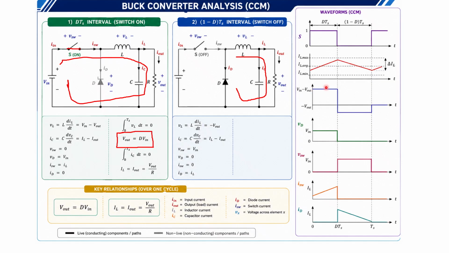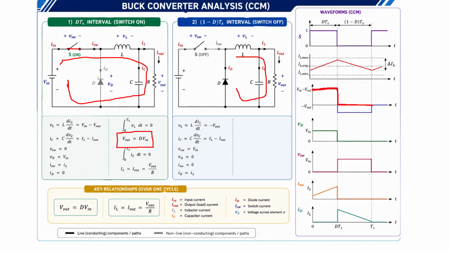So this is the positive half cycle. Actually, there is a mistake in this drawing. The output voltage is positive during the turn on interval, and the output voltage is 0 in the turn off interval, when the switch is in the off condition.